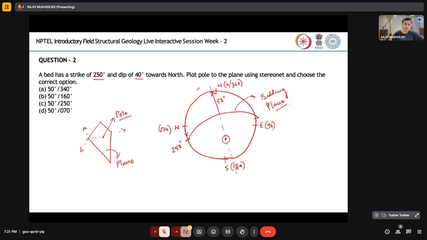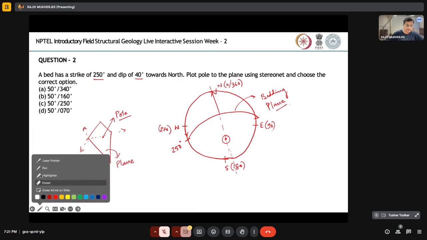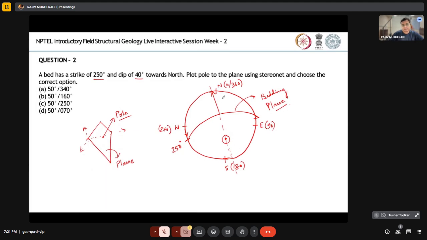So which option will be the correct one? I'm sorry. So the dip is 40 degrees. I just wrote it wrong. Sorry. I had to erase this one. So this is 40 degrees. That means it has to be much steeper. So 90 minus 40, it is obviously 50.